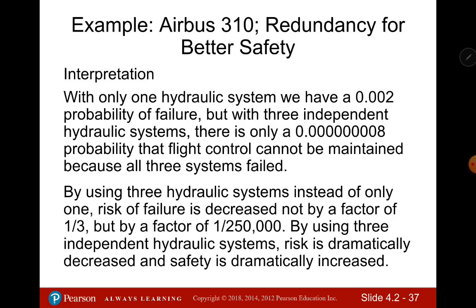So that's why we should use redundancy to increase our safety. Okay? So this is the reason why we should use redundancy.